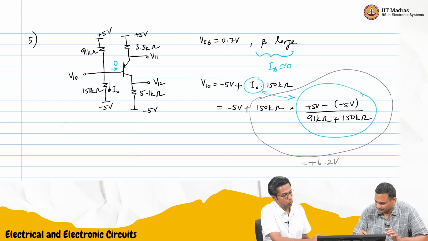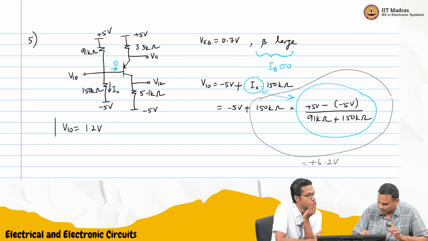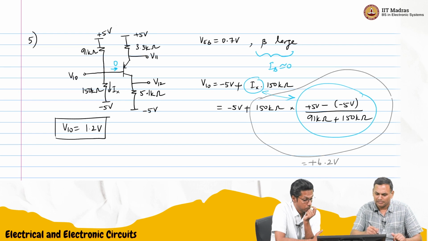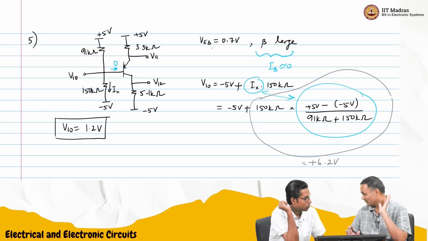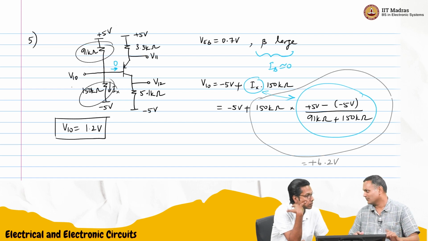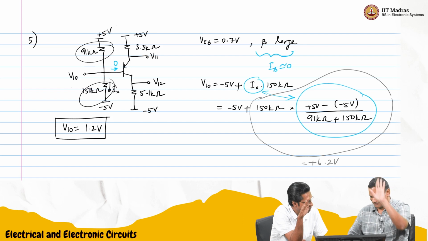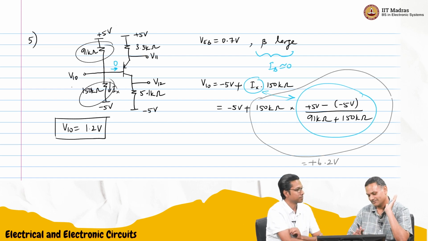So it's 1.2 volt, is it? Yes, 6.2 minus 5, 1.2 volts. So this is the first voltage. VEB is given. So if both resistors were equal, it would have been 0. If you had 150 and 150, it would have just been 0, correct. It would have been exactly halfway. Correct. Superposition. So top resistor is smaller, so it will be pulled a little bit to the positive side. So it's correct.